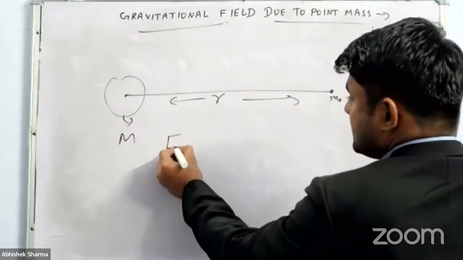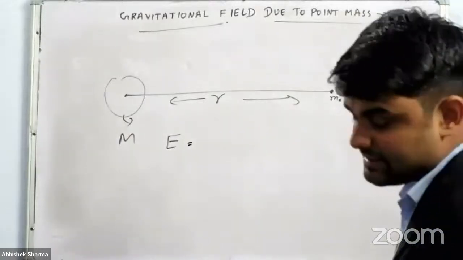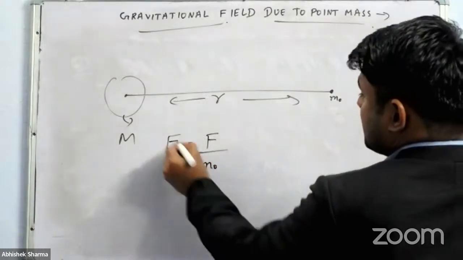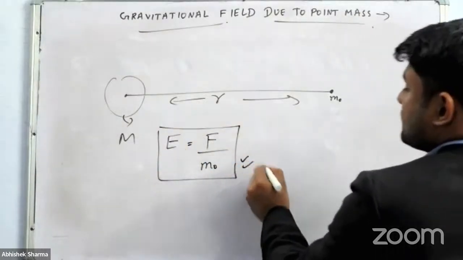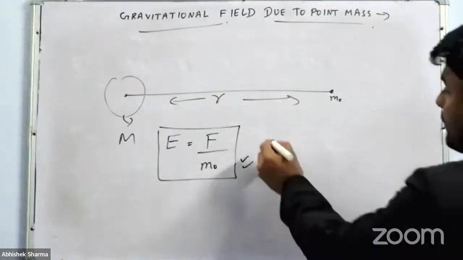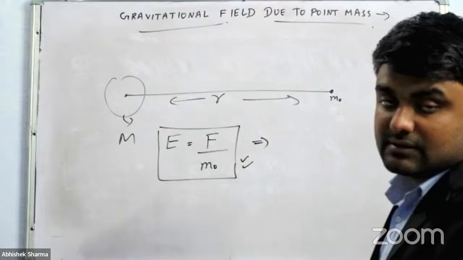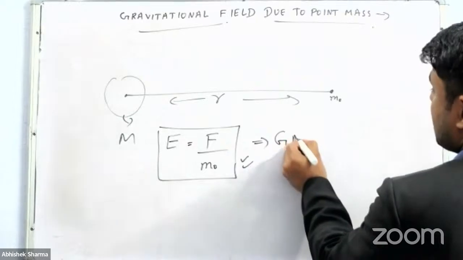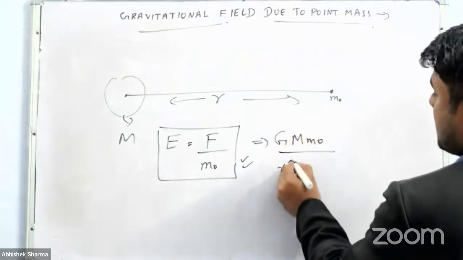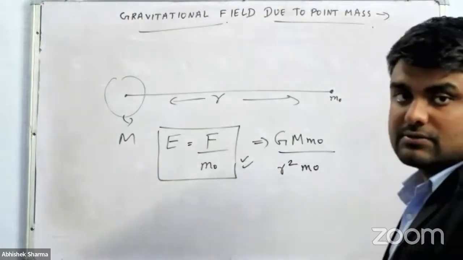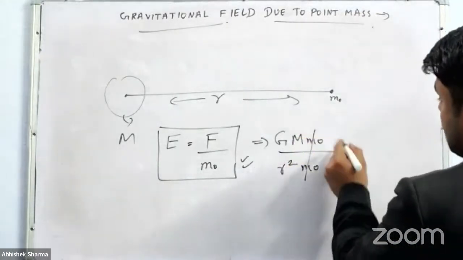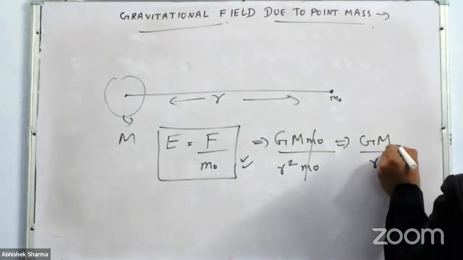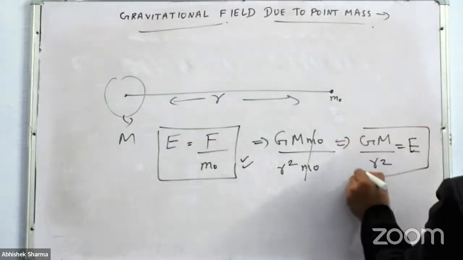We know E, which is the gravitational field intensity, is equal to gravitational force upon test mass. Now we know that the gravitational force is G M m naught upon r square, divided by m naught. The m naught gets cancelled, so we can say G M upon r square. This is our gravitational field intensity.